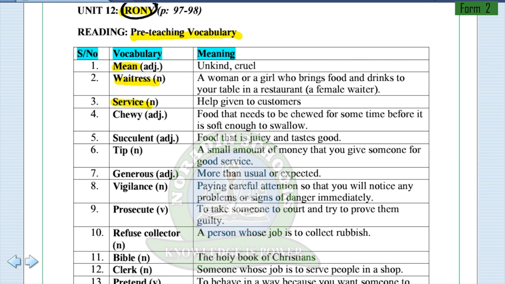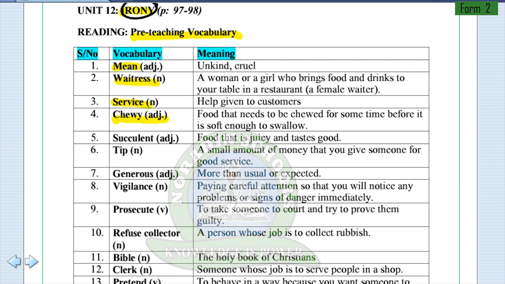Chewy: food that needs to be chewed for some time before it is soft enough to swallow. For example, you take the food into your mouth. Before you swallow it, you have to break it down into smaller particles which can easily be swallowed. You have to use your teeth. For example, don't swallow that meat, camel's meat. It's very hard. It is chewy, so you have to chew it.